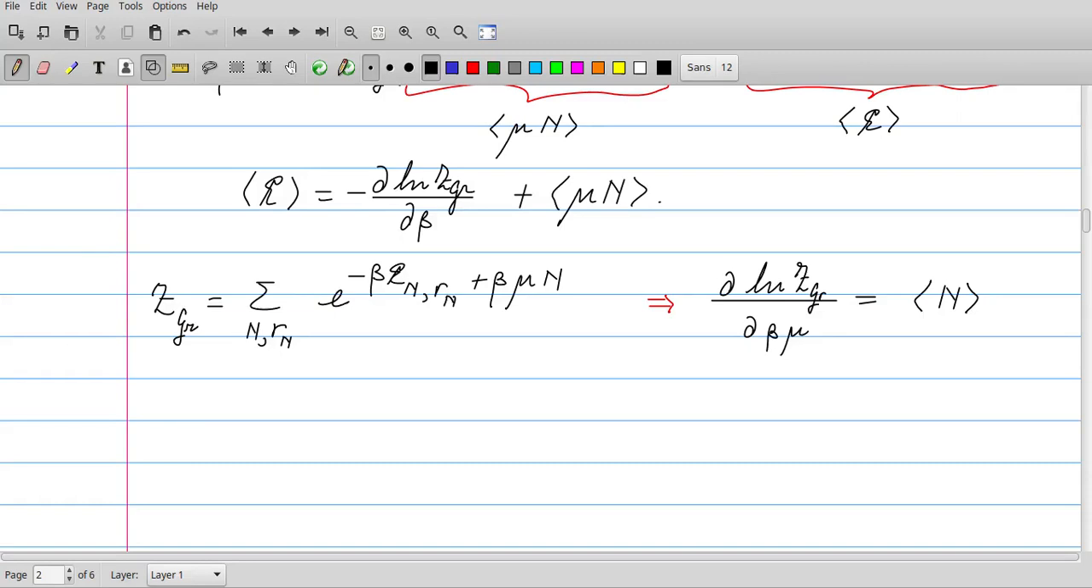Recalling the definition for the grand canonical partition function, here, we immediately see that the derivative of the logarithm of that partition function with respect to beta mu gives me the expectation value of N. And that expectation value can be plugged in there in order to find the energy.